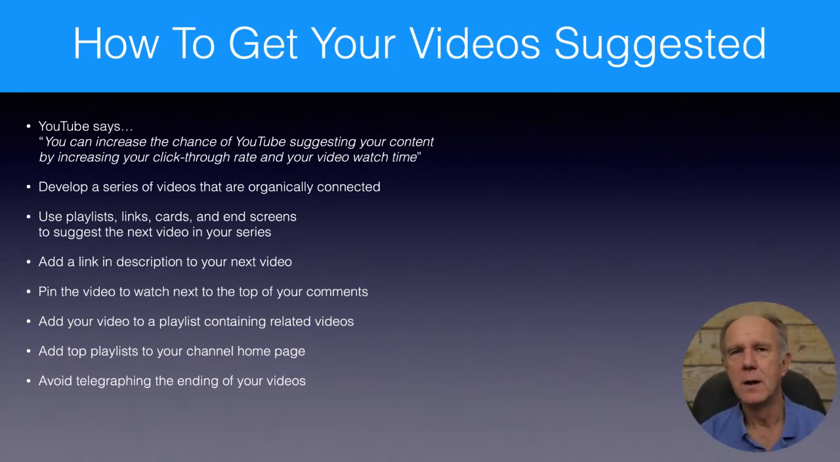And then you can use a card or end screen to get your viewers to click over to the next video. You can also use playlists. You can put that video in a playlist and then link to the playlist in the card or end screen. You can link to that next video in the description, in the first three lines. You can pin that video to the top of your comments. You could add it to a playlist containing the related videos.